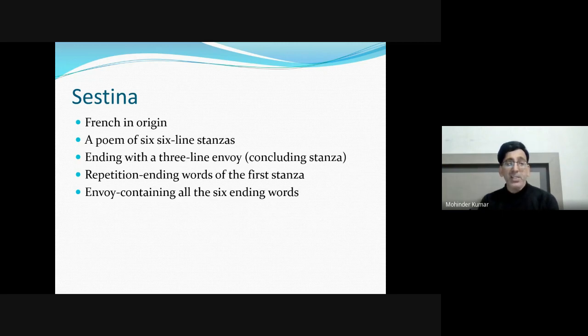But when we discuss the example, I will show you an example shortly, and you will be able to understand that there are six stanzas of six lines, then a seventh stanza with three lines, which we call the envoy. Envoy means the concluding stanza. And here, the ending words of the first stanza keep being repeated at the end of the next stanzas. And in the last stanza of three lines, all of those ending words are repeated.